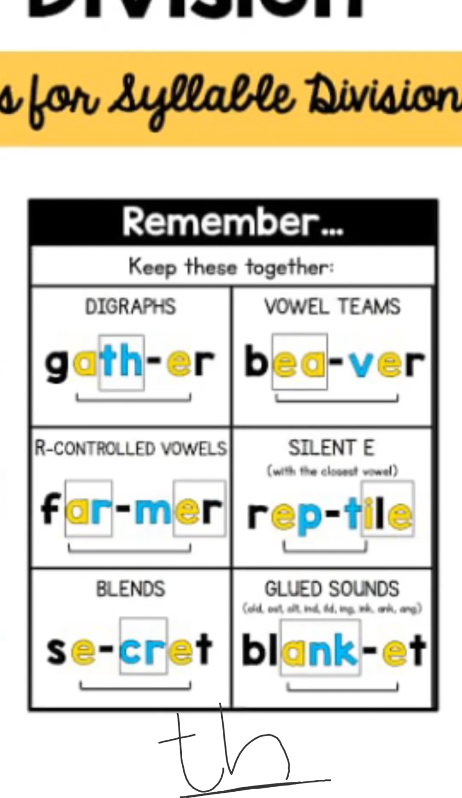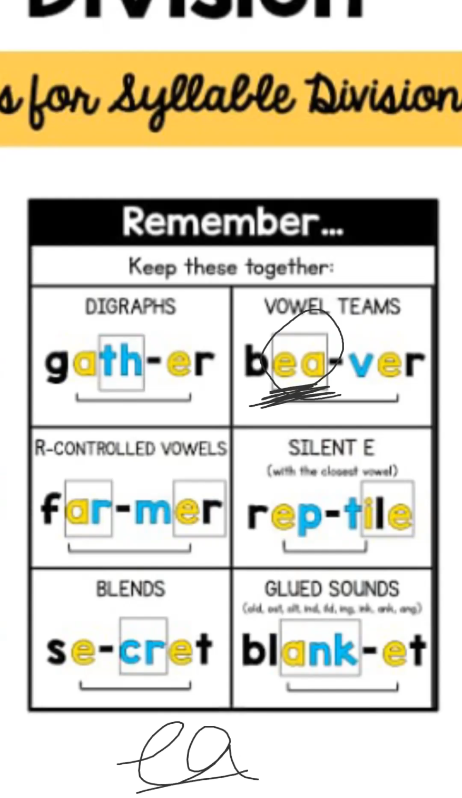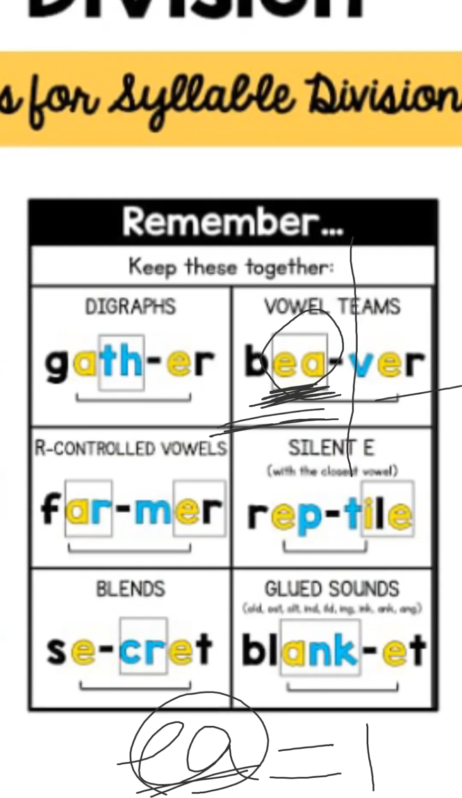You cannot split consonant blends also. Then vowel teams. You cannot split the vowel team. Why? Because this is again a vowel digraph: two letters giving one sound. So you cannot split. This word will be split like this: B, E, A goes on one side and B, E, R goes on one side.